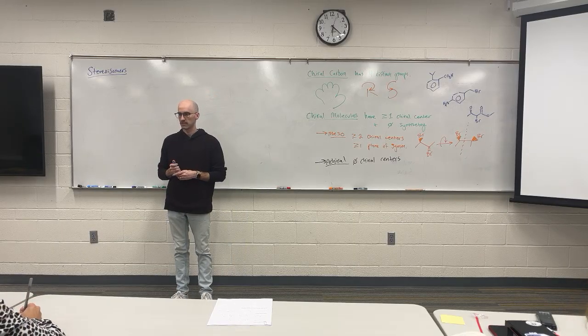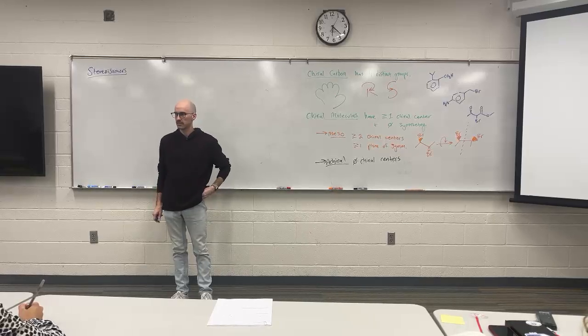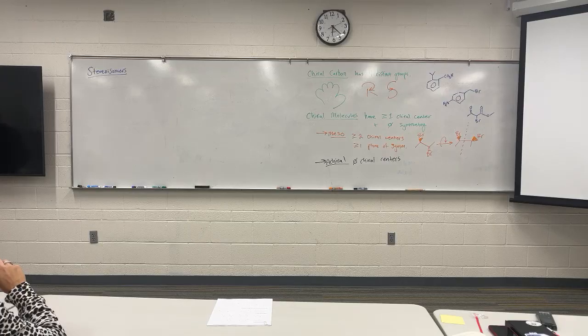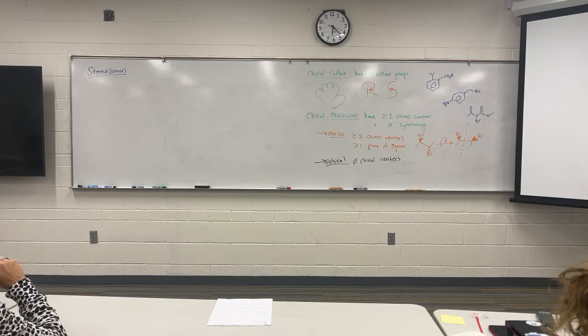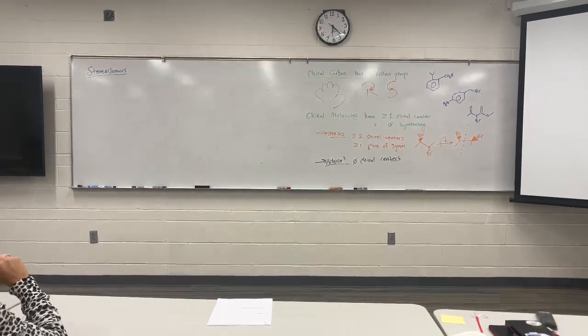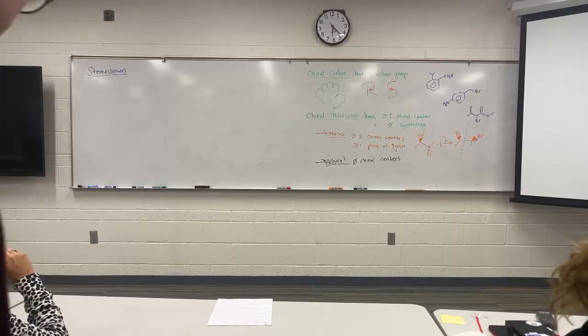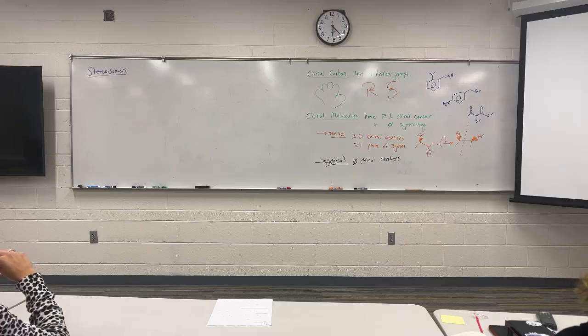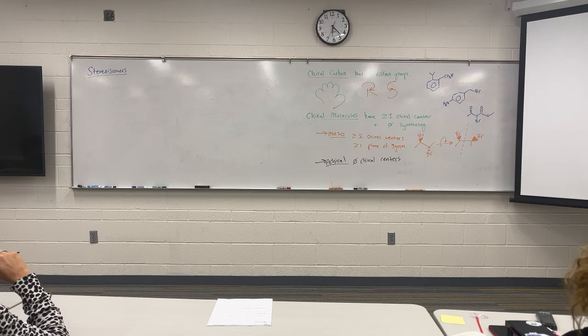This one can't be chiral. It doesn't have 4 different groups. This one's chiral. Great. Yes. So a chiral molecule doesn't have a plane of symmetry. Achiral does have a plane of symmetry. So where's the plane of symmetry in this? The plane of the paper.